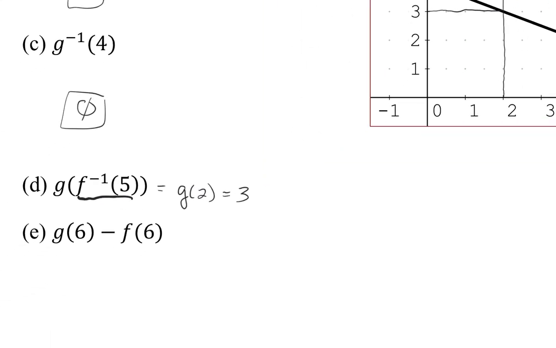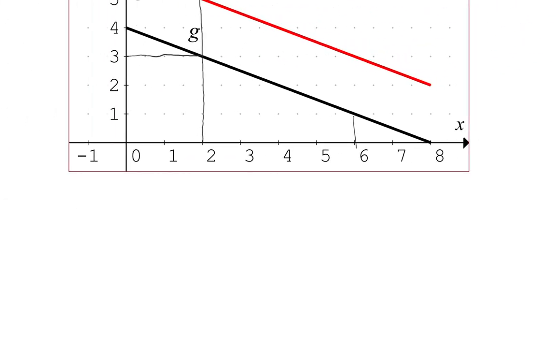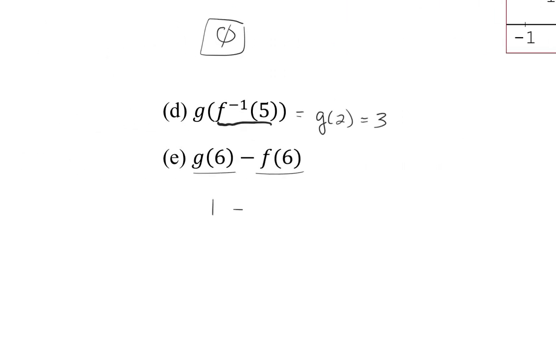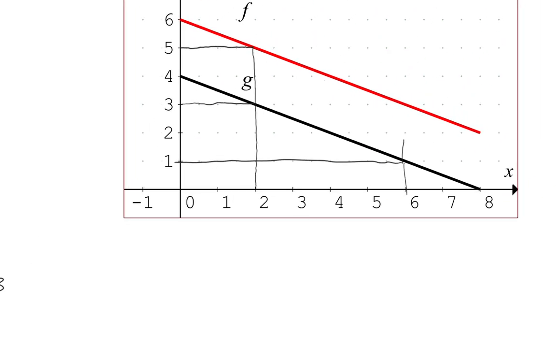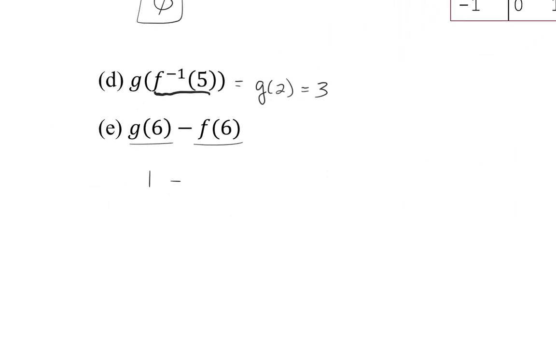And then finally we have g of 6 minus f of 6. So g of 6 is here at 1, minus f of 6, which has a value of 3. So g of 6 minus f of 6 is the same as 1 minus 3, which is equal to -2. Perfect. Awesome.